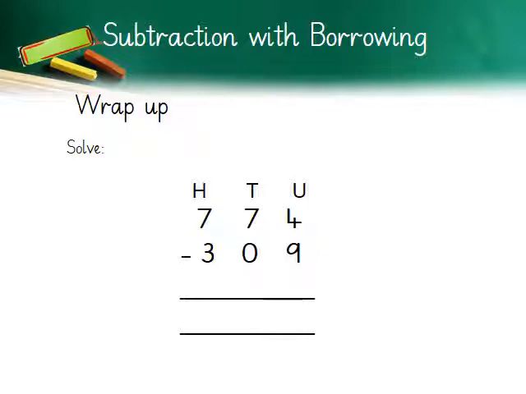Coming towards the wrap up of the session, solve the given sum. 774 minus 309. Solve it very carefully. You know how to regroup the values where it is required, and match your answer later on.